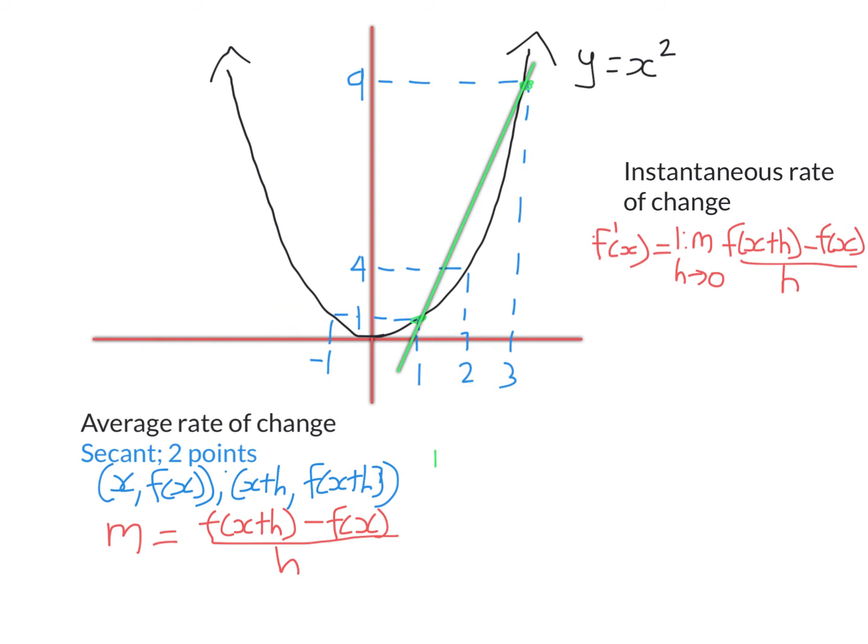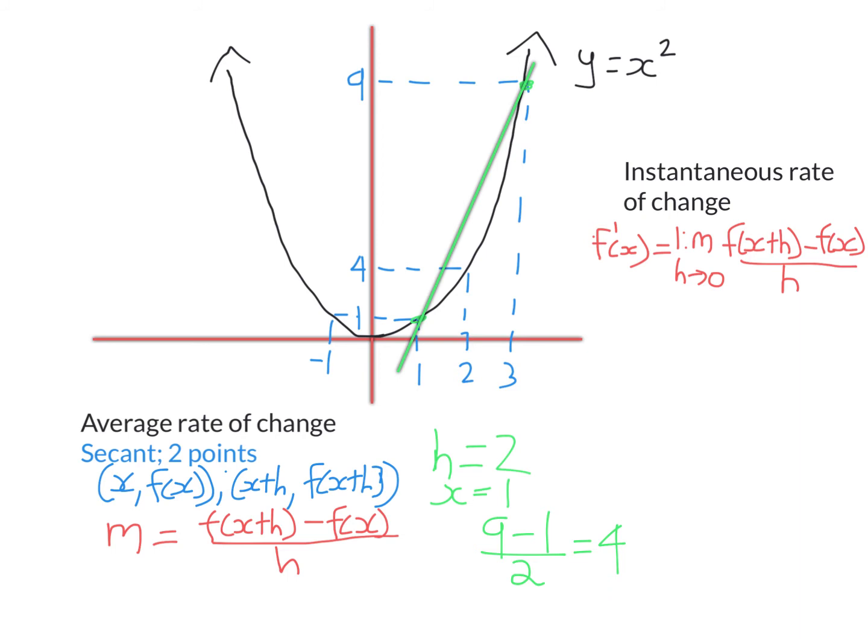So in this example, h is 2, because the x distance between this point and this point is 2; I've gone across 2. And here I'm just letting x equal 1. So this is f of 3, which is 9, minus f of 1, which is 1, all divided by h, which was 2, and the answer is 4. The gradient of this green line is 4.